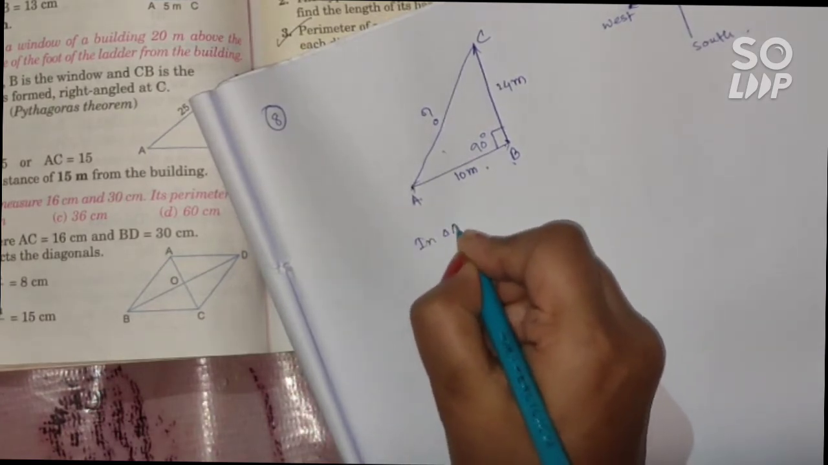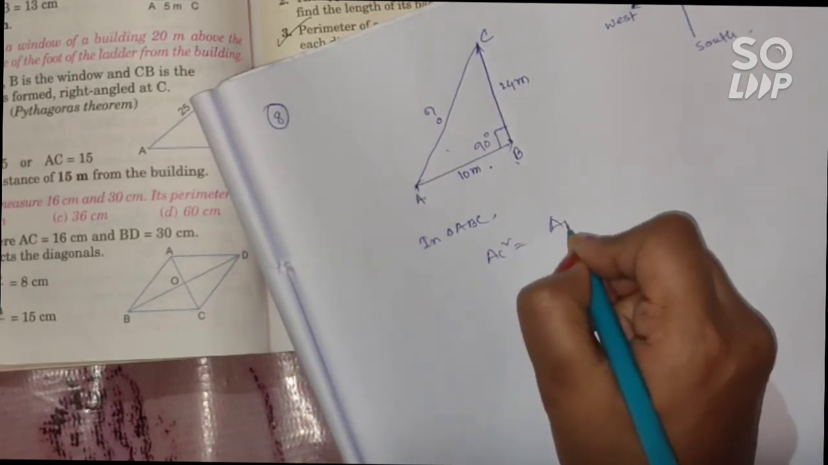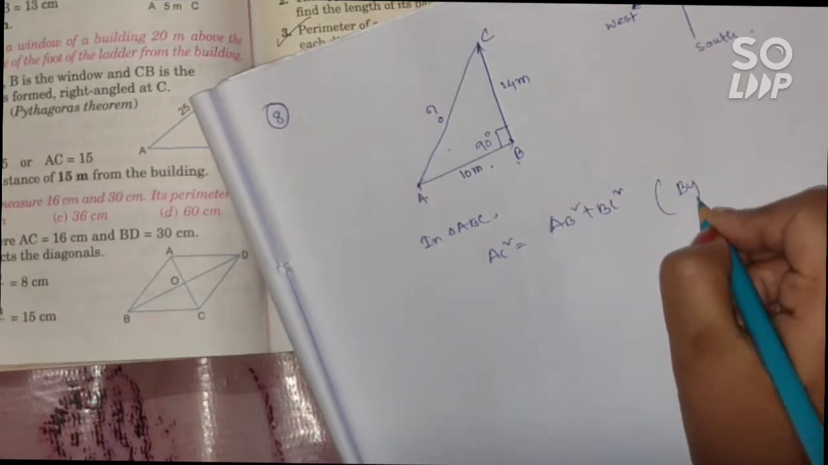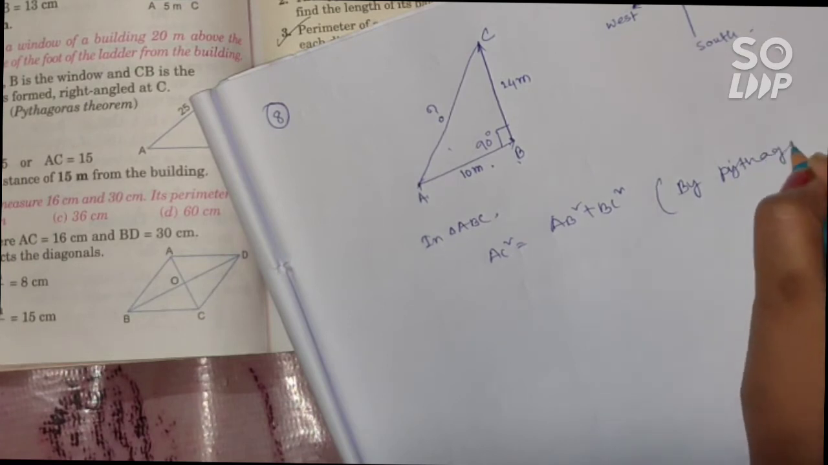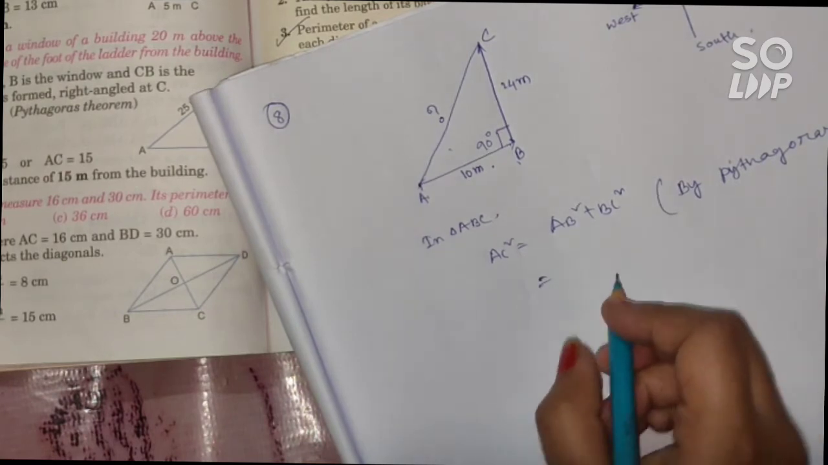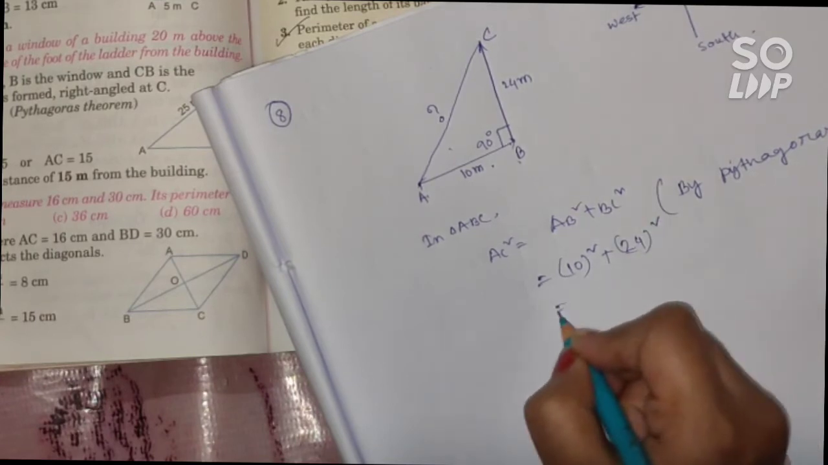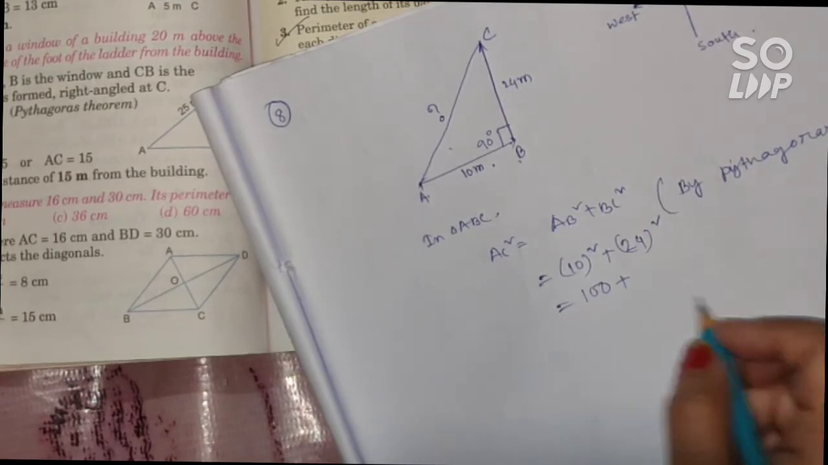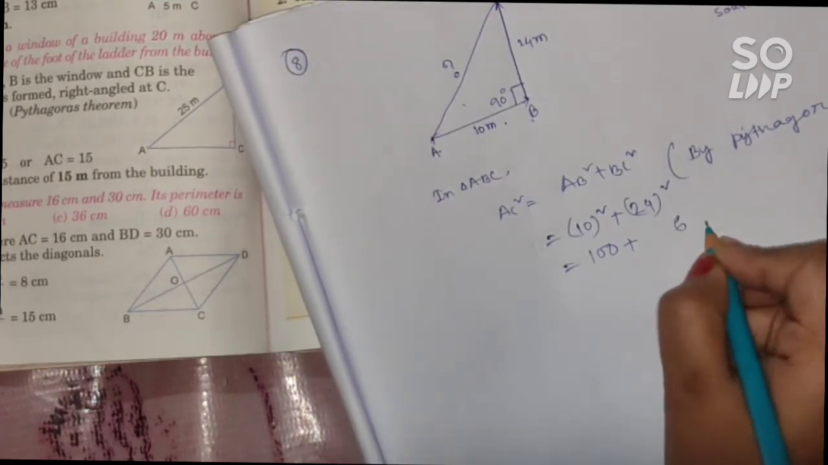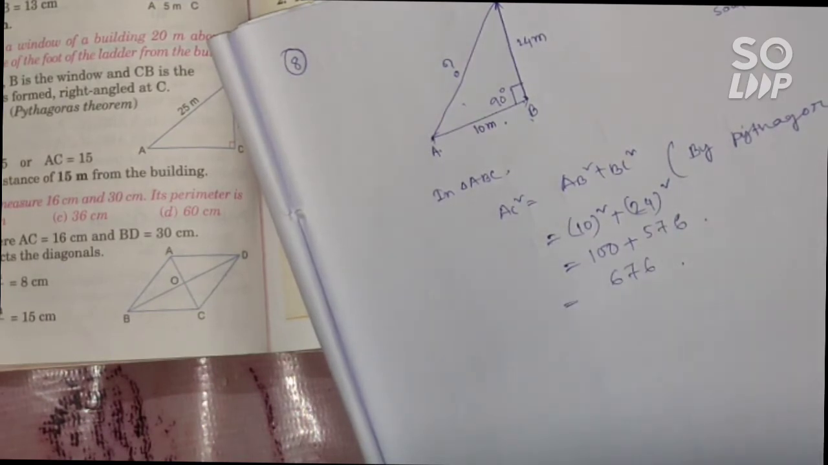So triangle ABC is a right angle triangle. So AC square equal to AB square plus BC square by Pythagoras theorem. AB square plus BC square, that is AB means 10, BC 24. 10 square is 100, 24 square that is 576. So that is equal to 676.